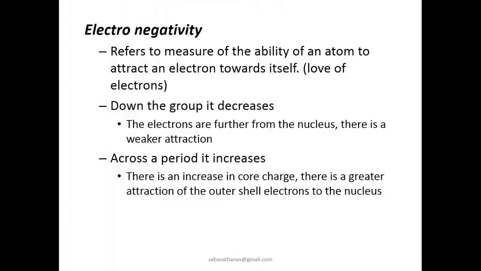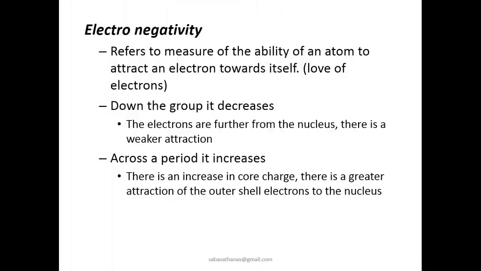Kwa down the group it decreases ile ability ya kuweza ku-attract electrons. Kwa nini inapungua? The electrons are further from the nucleus due to the increase in the number of shells, and that there is a weak force of attraction. If there is a weak force of attraction, then inakuwa poor ile ability ya kuweza ku-attract electrons toward itself inakuwa very poor, kwa sababu size imeongezeka, force of attraction imepungua due to the increase in shielding force and whatever.